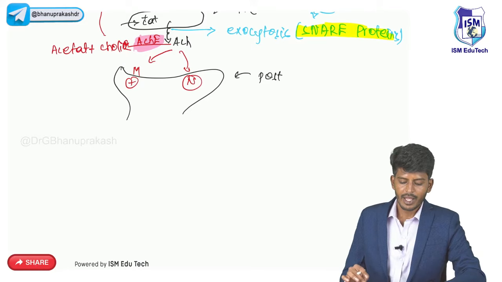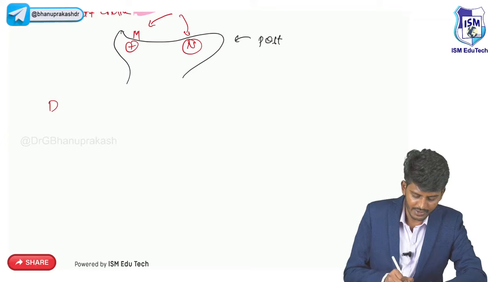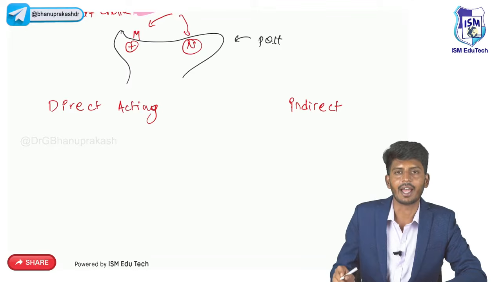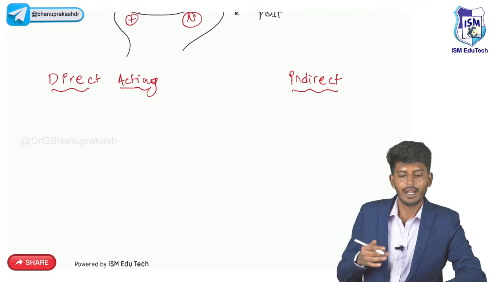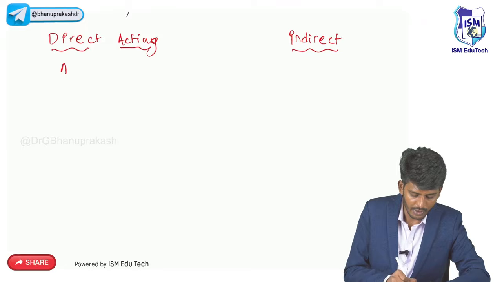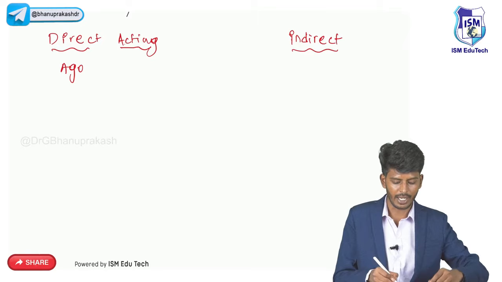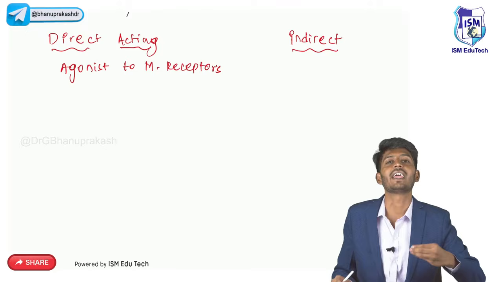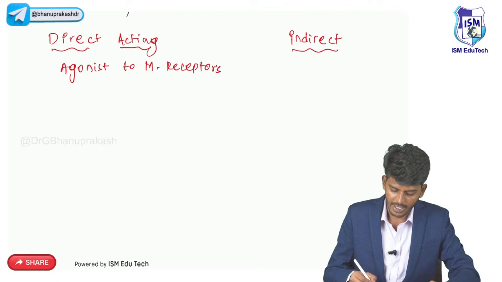Okay, now let's start with the cholinomimetics. We have drugs called direct acting drugs, and one more group called indirect acting drugs. Look here, direct acting, what are these? These direct acting drugs are basically agonists, usually to M receptors. What do I mean by agonist to M receptor? It means they directly bind with the M cholinergic receptors and stimulate them.